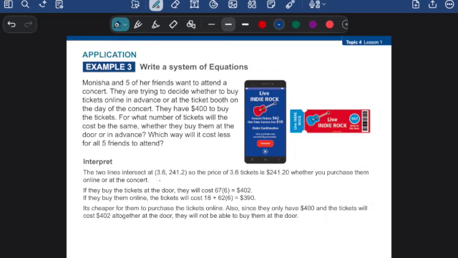So the two lines intersect at that point. That means it would cost $241.20 to buy 3.6 tickets. And we already calculated how much it would cost at the door and online. So they need to buy them early since they don't have enough.